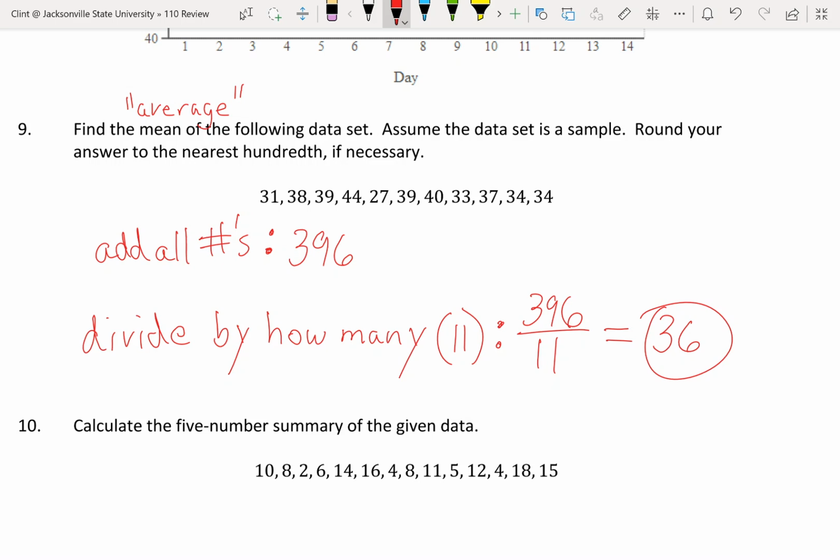Add them all up and divide by how many we have. Okay. Questions on that one?